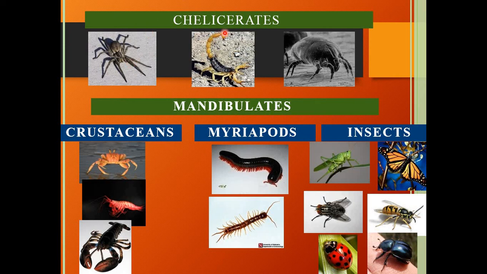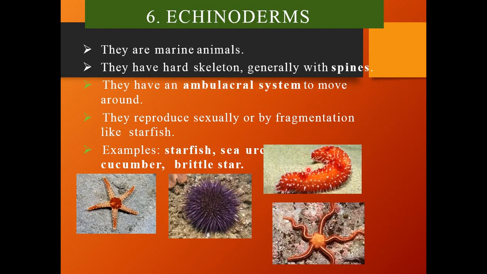Chelicerates, this is a spider, scorpion, and the mites. Then you have the mandibulates. You have the crustaceans, which will be the crab, shrimp, and the lobster. Myriapods, this one is the millipede, this one is centipede. Insects, you have the grasshopper, flies, butterfly, bees, ladybug, and this is the bugs. And the last one will be the echinoderms for the invertebrate organisms.